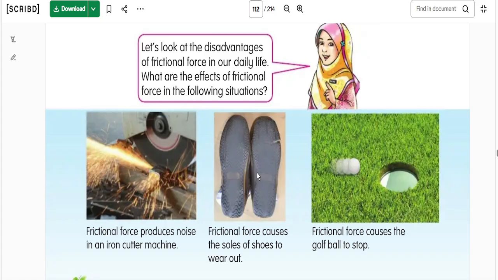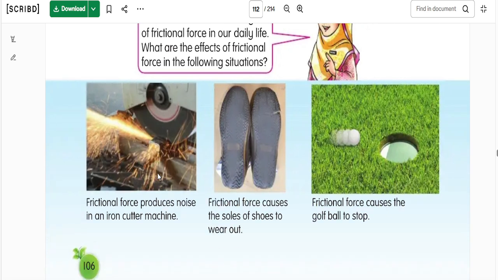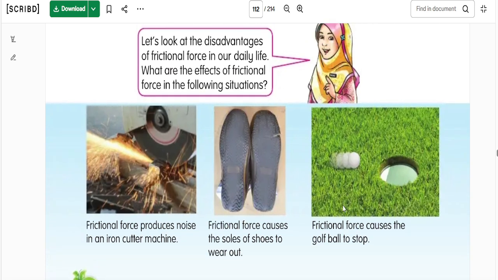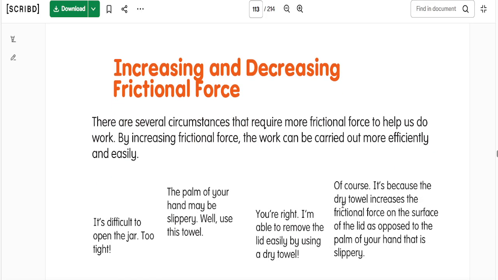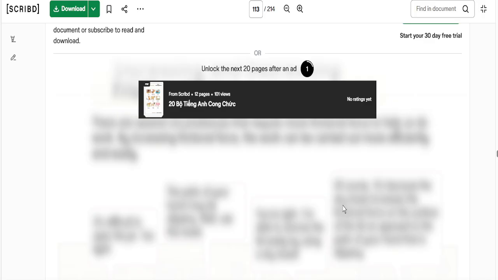And frictional force produces noise, like when they use an iron cutter machine, because of friction, because these two surfaces, the machine and the iron, are in contact, so they make noise, right? So these are some disadvantages, right? And it makes objects stop, right? Now let's talk about increasing and decreasing frictional force.